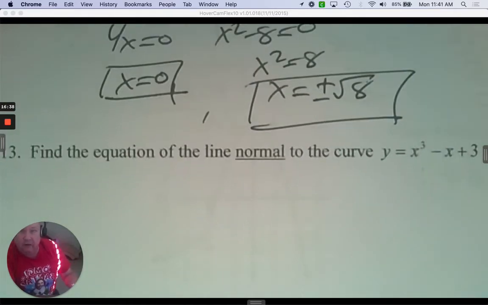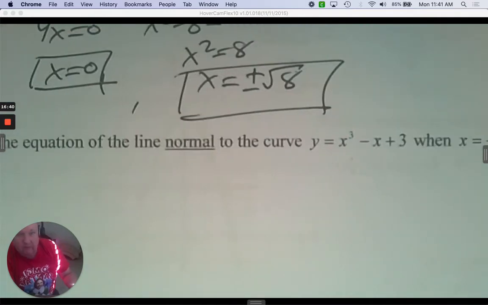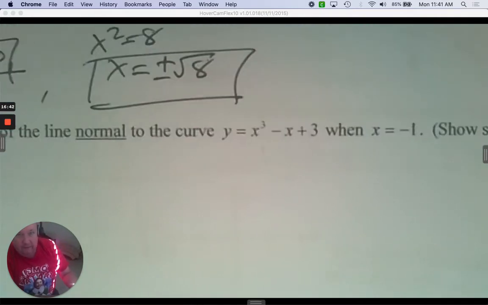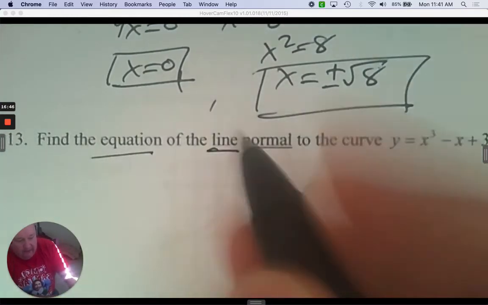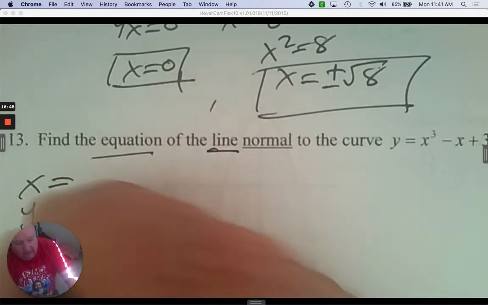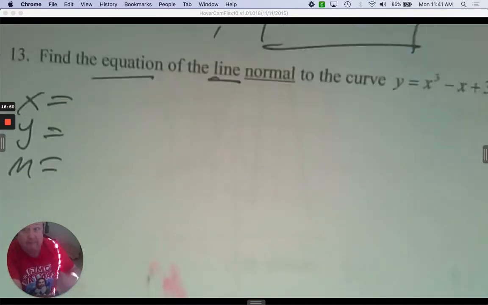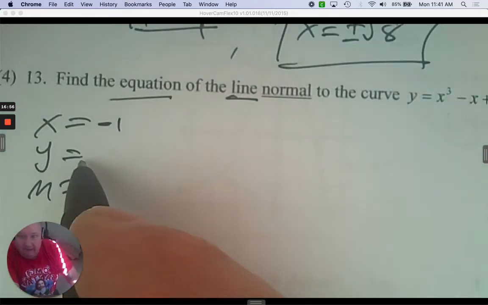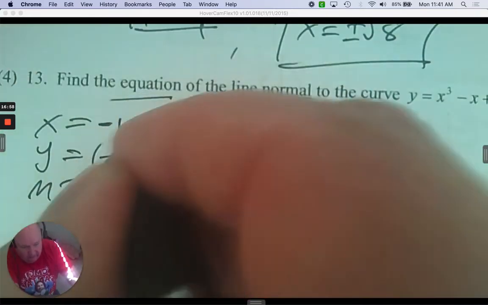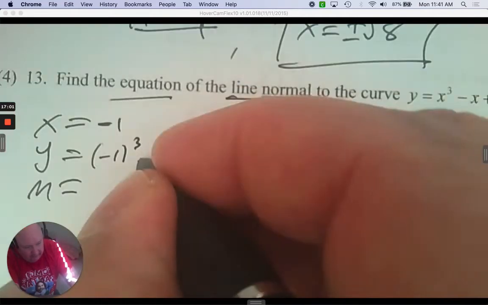Find the equation of the line normal to this when x equals -1. So for the equation of a line, I need to know what x equals, I need to know what y equals, and I need to know what the slope equals. So in the question it says x equals -1. To find the y value, just plug -1 in for x and simplify it.